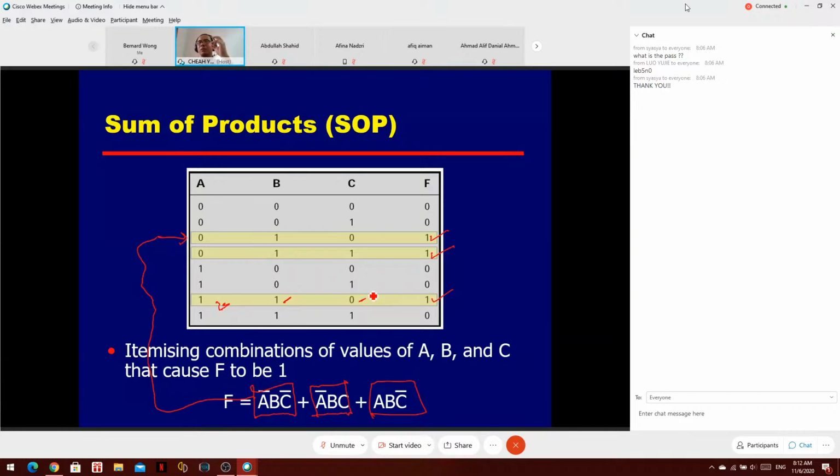So we pick up all those rows where function f is true, and then we AND all the variables. And then after that, we OR all the groups. So that's how we express sum of products from the truth table. I hope that it's simple enough, clear enough.